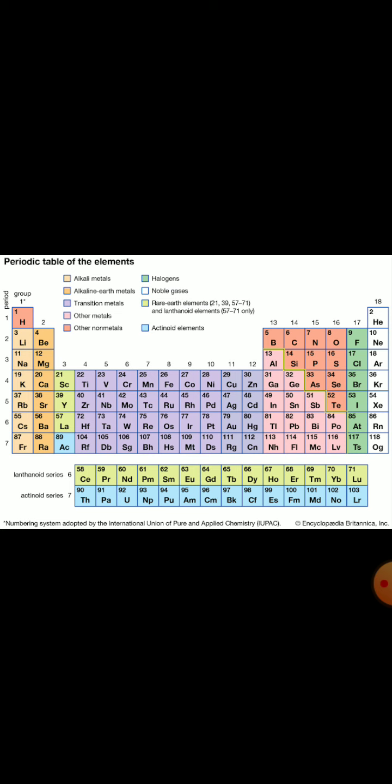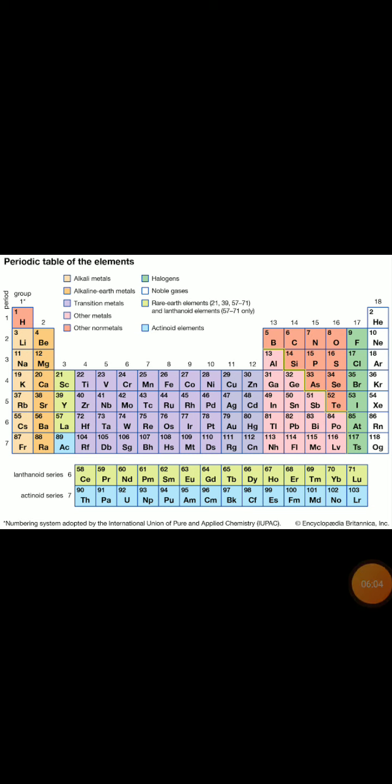Now directly we'll talk about group number 13. It has 3 valence electrons. Group number 14 has 4 valence electrons. Group number 15 has 5 valence electrons. Group number 16 has 6 valence electrons. Group number 17 has 7 valence electrons. And group number 18 has 8 valence electrons, which means electrons in the outermost orbit. So this way, elements in the same group will have the same number of valence electrons, as we have seen.